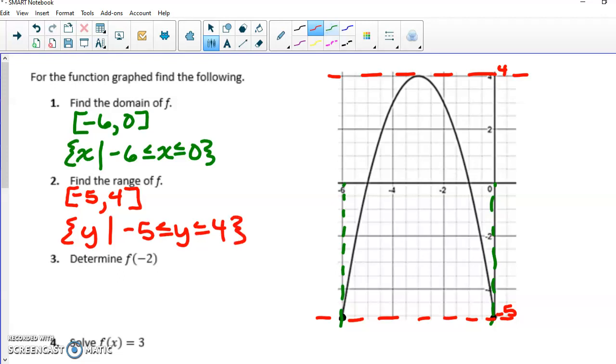All right, let's go ahead and continue looking at determining f of -2. F of -2, keep in mind function notation. Function notation tells us we have an f of x that has an output in this function relationship. So we're going to be looking at this function when x is -2. X is -2 here. And the value of y, the output when x is -2, is 3.